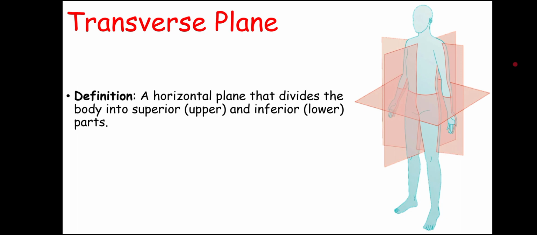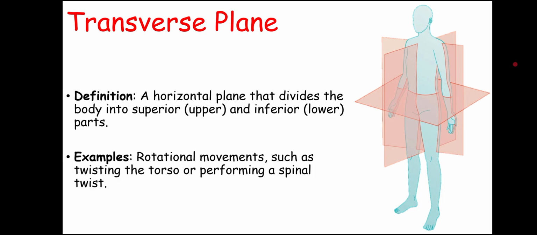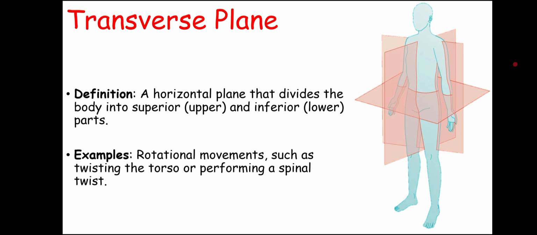The next plane is the transverse plane and it can be defined as a horizontal plane that divides the body into superior and inferior parts. Or a horizontal plane that divides the body into upper and lower parts is called the transverse plane. Its examples include rotation movements such as twisting the torso or performing a spinal twist.